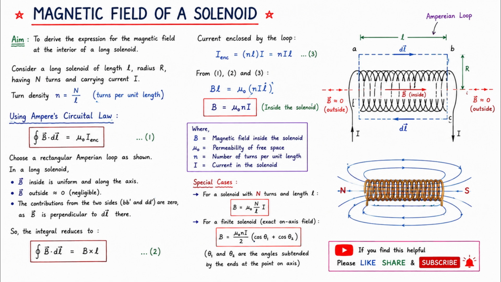Why is the magnetic field outside nearly 0? Outside the solenoid, magnetic fields due to neighboring turns are opposite in direction and nearly cancel each other. Therefore, outside the field is approximately 0. Physical significance.